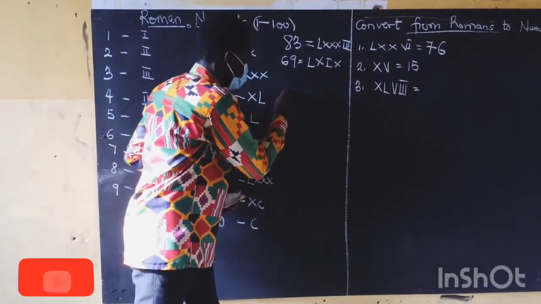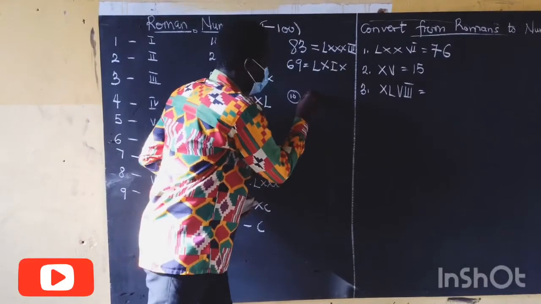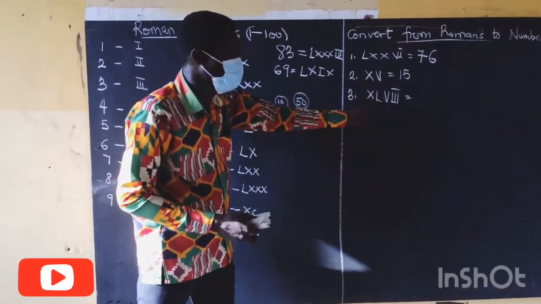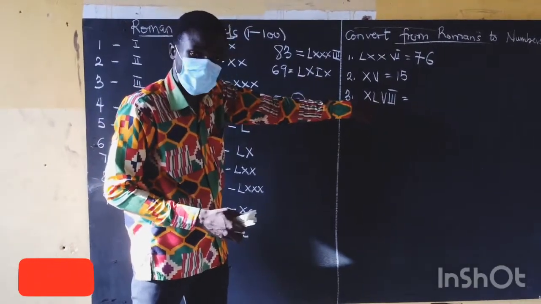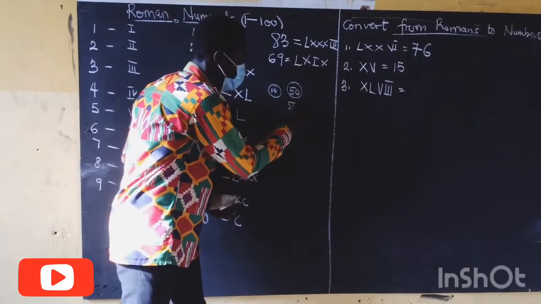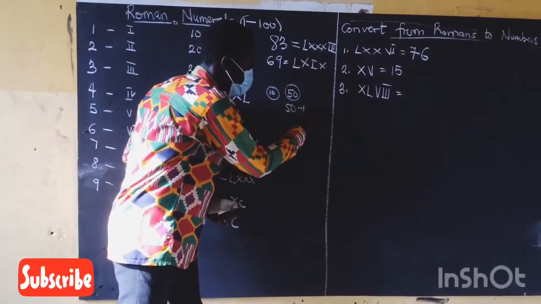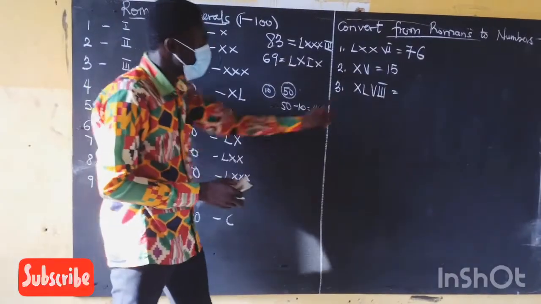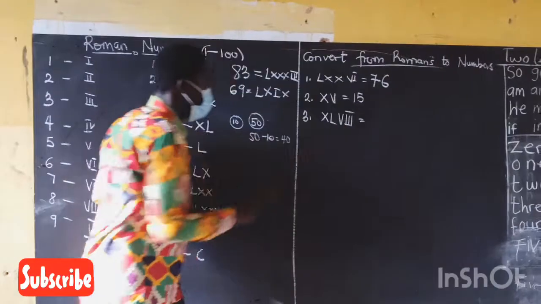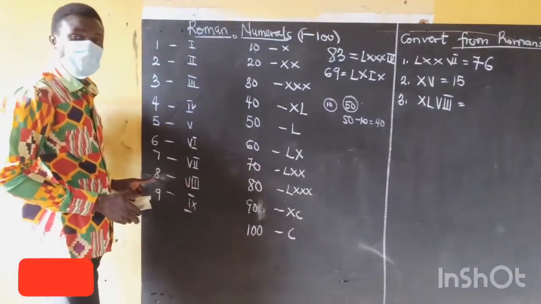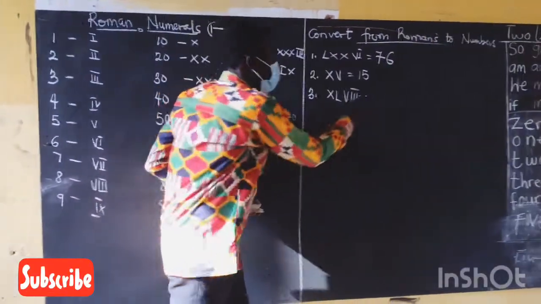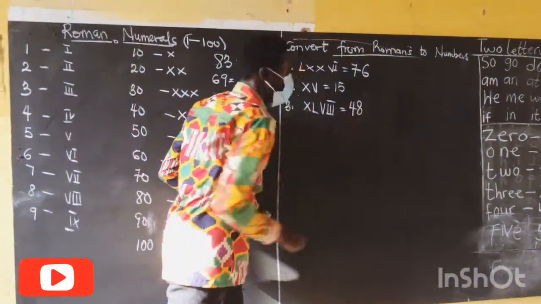This X is 10. This L is 50. Now, because X is smaller than 50, I'll bring the 10 in front of the 50 and I'll subtract 10. This gives me 40. This makes the XL 40. And what is VIII? VIII is 8. This is 40, which gives me 48.